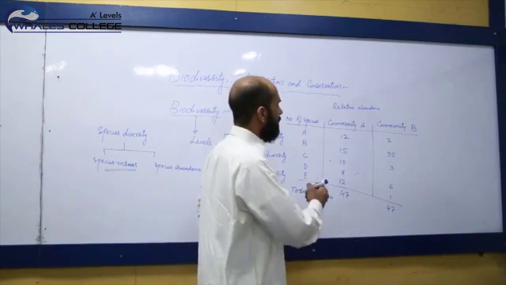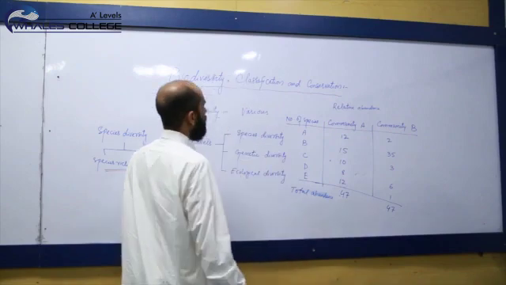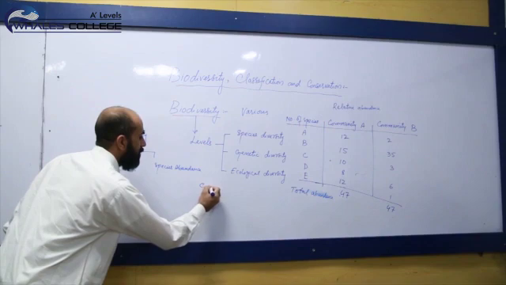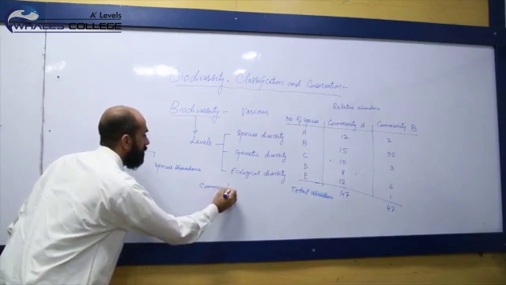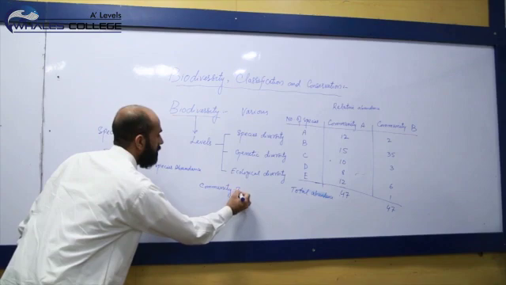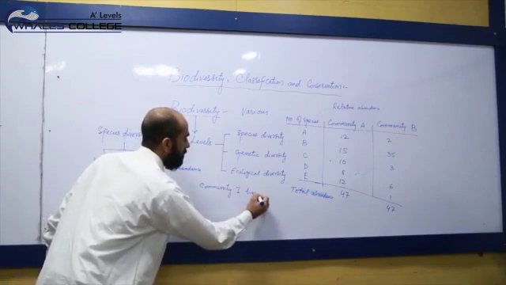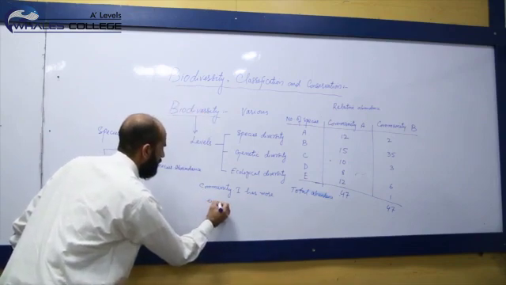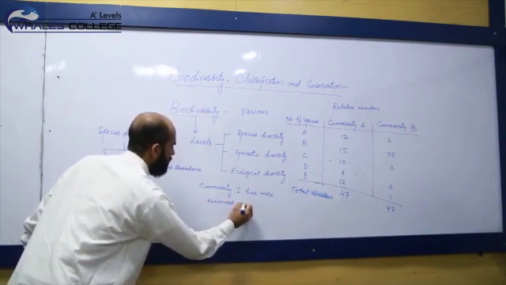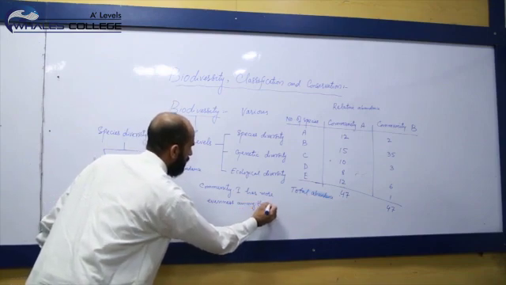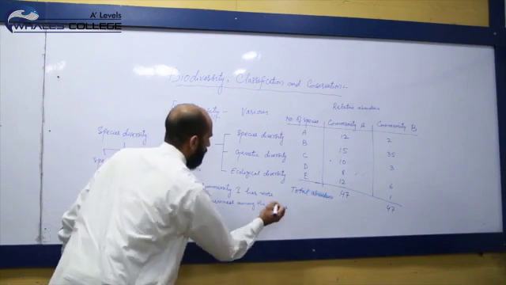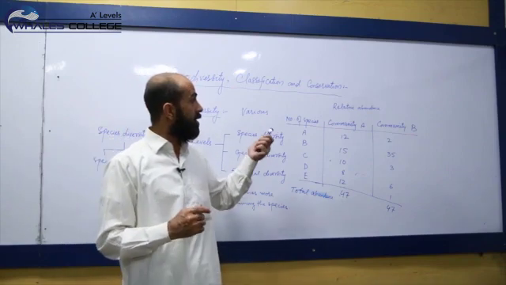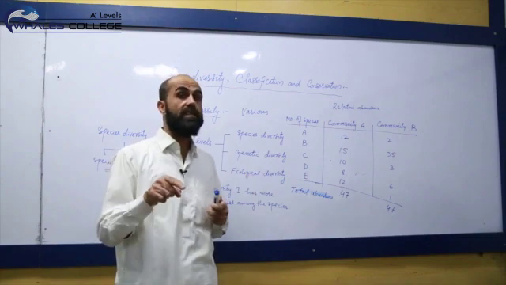So it means that community A has more evenness among the species. Then we must decide the biodiversity of these two communities on the basis of evenness.